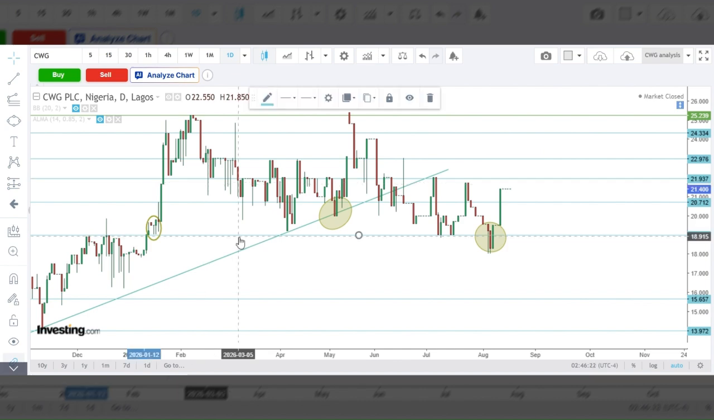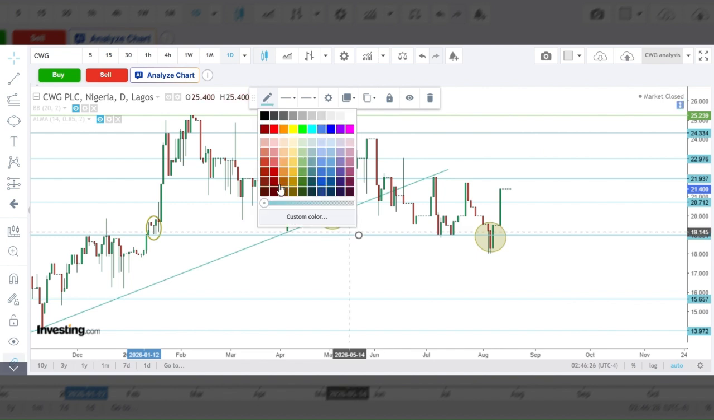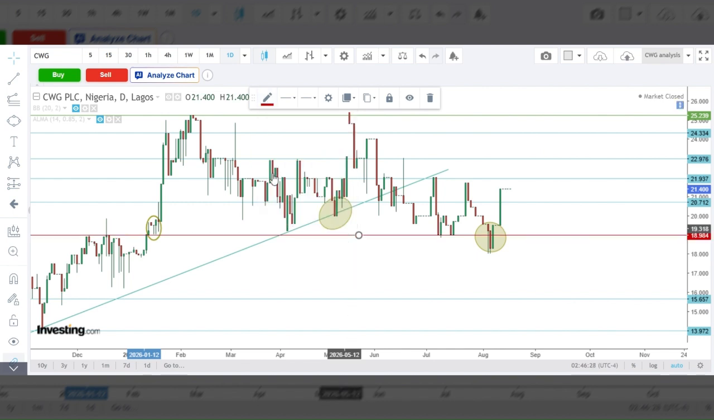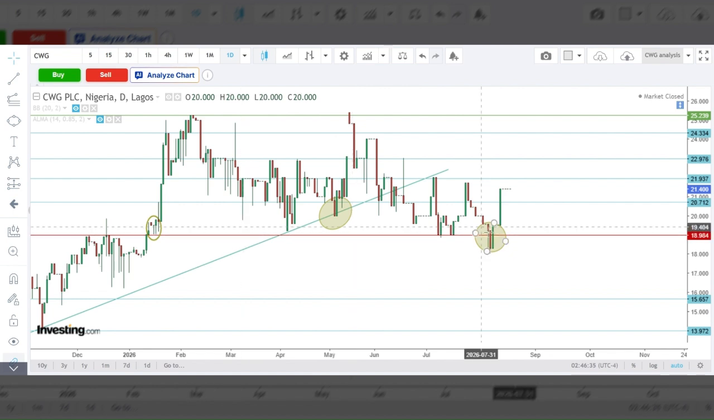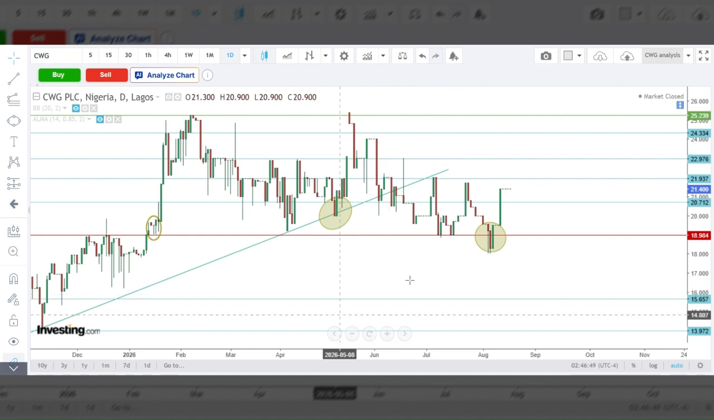As you can remember when I said earlier, this candlestick pattern actually determines the strength of the support level. Either it's strong or it's weak. After the market came down, it broke this support level and went down. If the support level was weak, it would have been a continuous bearish market, maybe to 15 naira 65 kobo, which is here, but it did not.